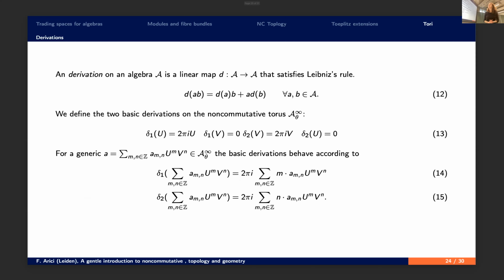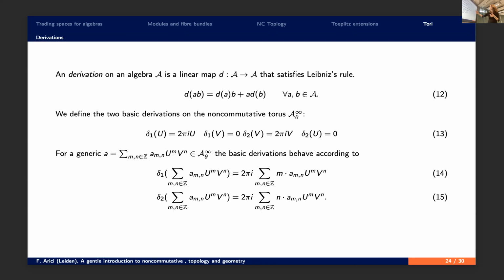Okay, and another thing that you can do, and this is where we are starting to go towards the geometry world, is that we can define derivations on this algebra. So a derivation on an algebra is just a map from the algebra to itself that satisfies the Leibniz rule, so the D such that D of AB is dA times B plus A times dB. So we can define two derivations on the smooth algebra of the non-commutative torus. We have a derivation in the direction of U. So delta 1 of U is 2 pi i U and delta 1 of V is 0. And delta 2 of V is 2 pi i V and delta 2 of U is equal to 0.